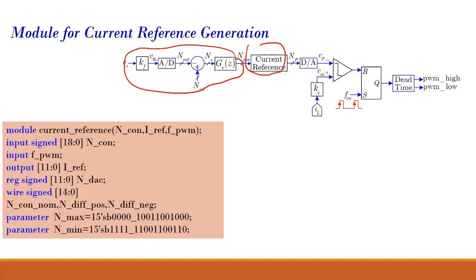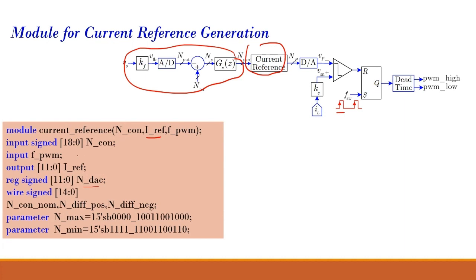It is taking two things. IREF is coming from here; GCZ is generating an IREF. And FPWM is this signal. This is your FPWM switch. And NDAC is another thing.